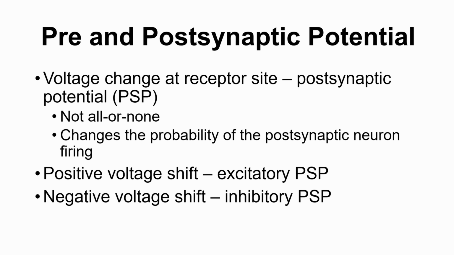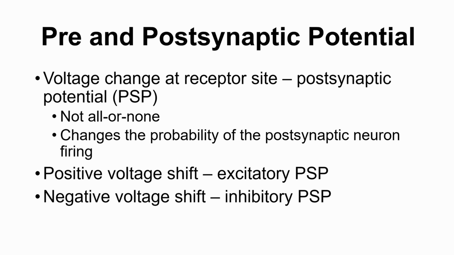These are actually the graded local potentials that we were talking about earlier on. They can build up and cause an action potential, or they can make an action potential less likely to occur. So basically, they're going to change the probability of that postsynaptic neuron firing. And they're not all or none, because they're graded. They can build up, they can add together, and they can cancel each other out.